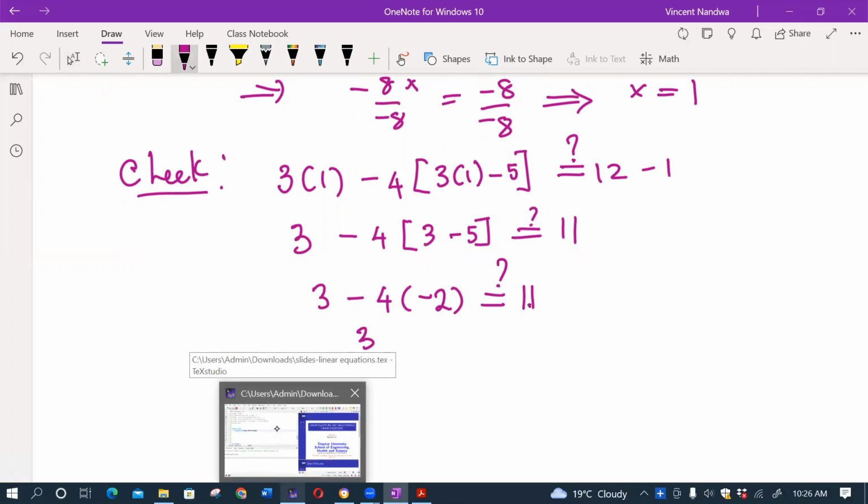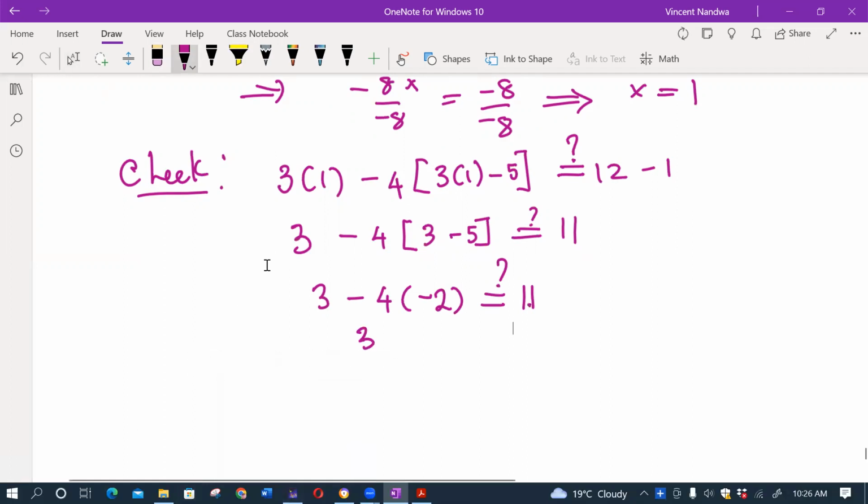Now we'll have 3 minus, so minus 4 times minus 2 is positive 8. We check whether this is equal to 11. And clearly 3 plus 8 is 11, and 11 equals 11. So therefore, x equals 1 is a solution to that given equation.